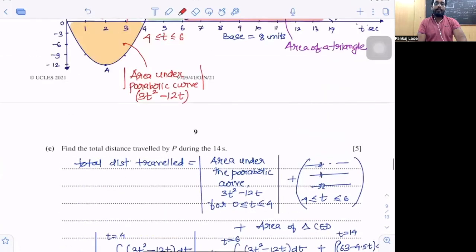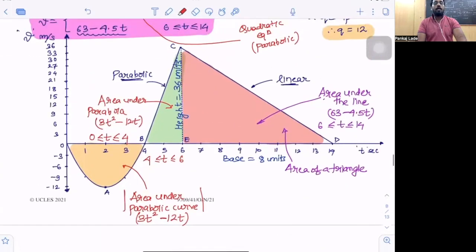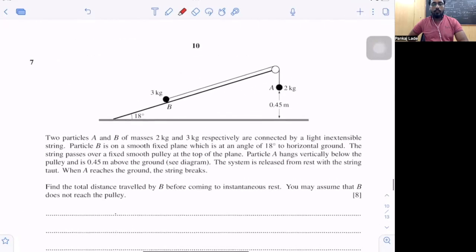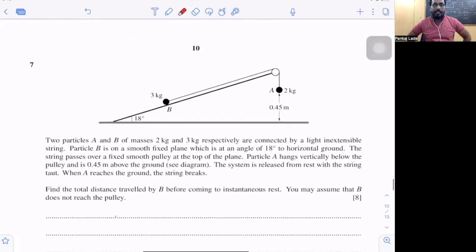So it was a very, very important question, students. I'm pretty confident that the question is well understood by you. It's time for us now to move on to our last question, question number 7.